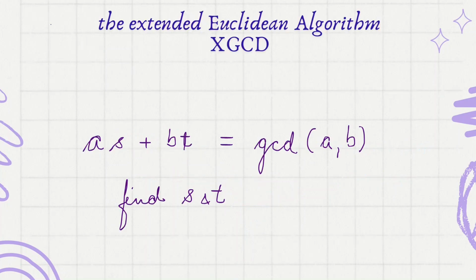Then we move on to the extended Euclidean algorithm. In short, it's written as XGCD. The extra thing that we're finding in that is that we're trying to write the GCD in this form, as + bt, where a and b are the two numbers whose GCD we aim to find, and s and t are integers. So this is very useful.